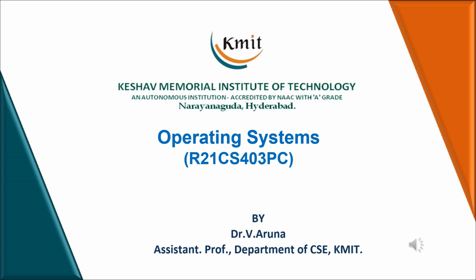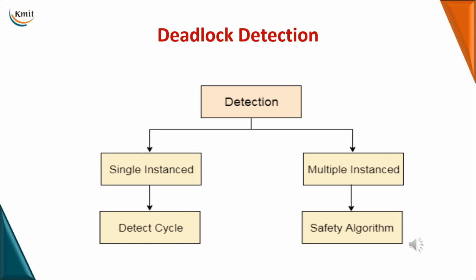Having seen deadlock prevention in the previous class, now we move on to the next topic, which is nothing but deadlock detection. Now, in the previous classes, we have already seen the prevention methods and we have even gone through the avoidance method.